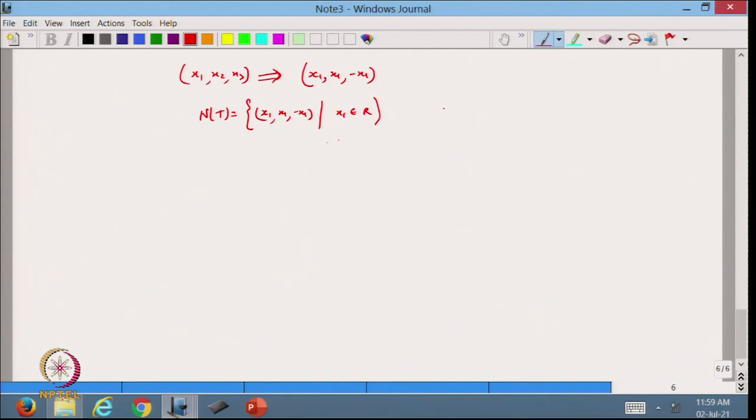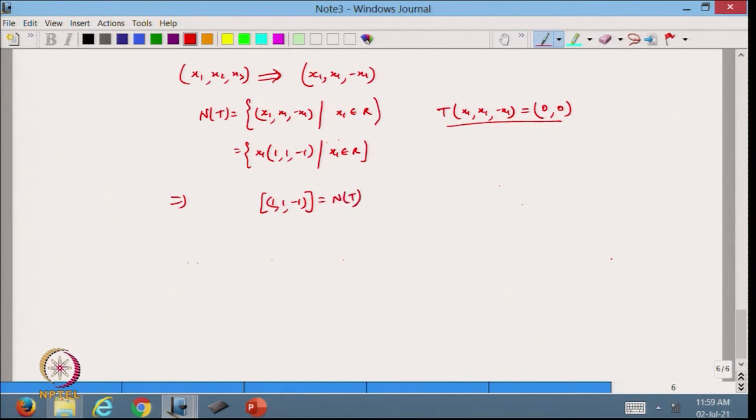Also, from here I can check that T of x1, x1, minus x1 will be, x1 minus x2, which is 0, and x1 plus x3, which is 0. So that is going to 0. So from here we can say that this is in the form x1 times 1, 1, minus 1. So I can say that this vector 1, 1, minus 1 spans the whole kernel of T. And from here I can say that the nullity of T is, sorry, 1.